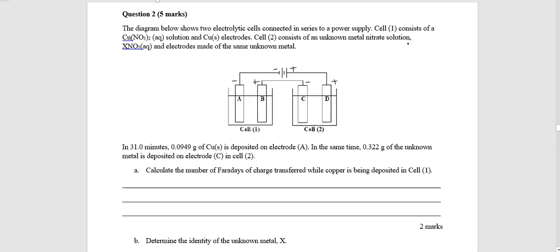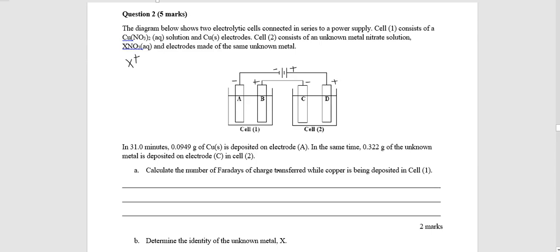Cell 1 consists of copper nitrate aqueous solution and copper electrodes. Cell 2 consists of an unknown metal nitrate solution and electrodes made of the same unknown metal. So you are actually provided with the charge of this metal ion, which from here you know that X has a charge of 1 plus.